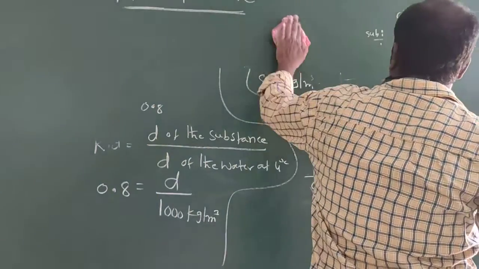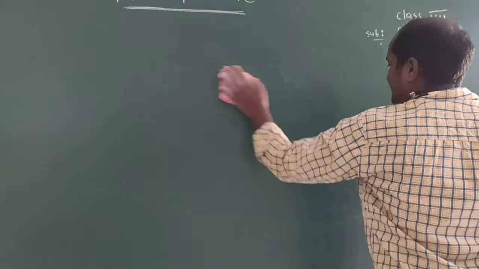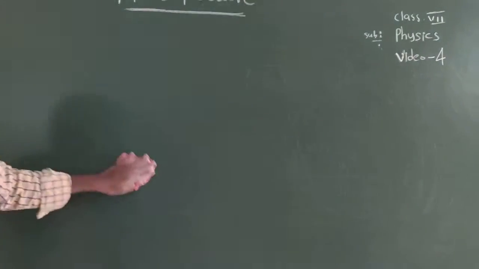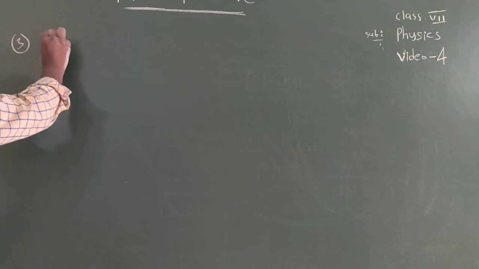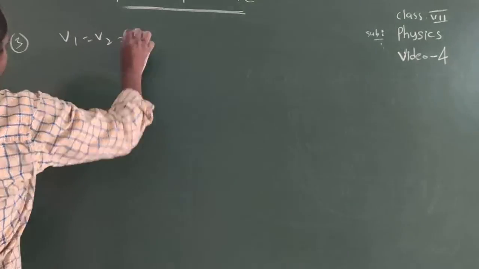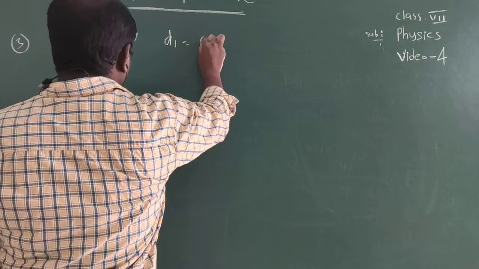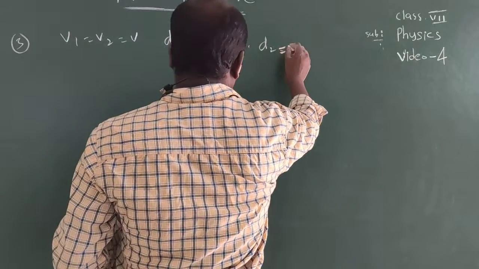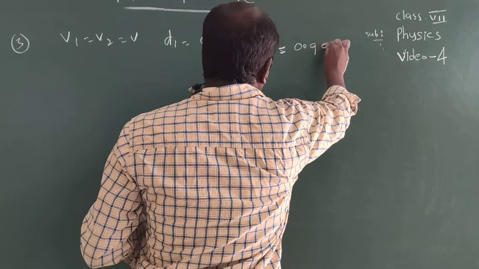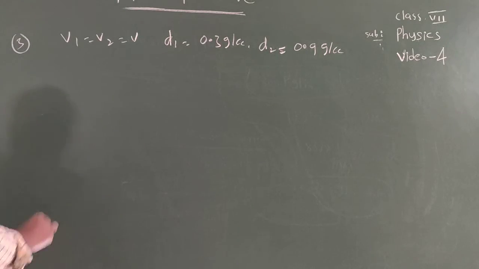Next one, two different liquids of densities D1, D2 are given. If volumes are equal, then find the density of the mixture. Third one, here V1 equal to V2 equal to V. D1 equal to 0.3 gram per cc and D2 equal to 0.9 gram per cc are mixed together. Then find the density of the mixture.